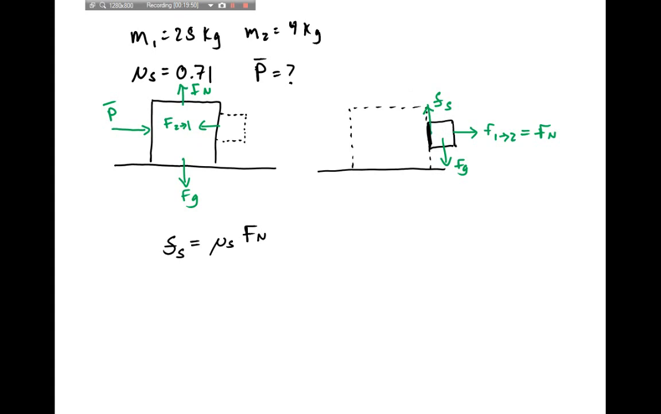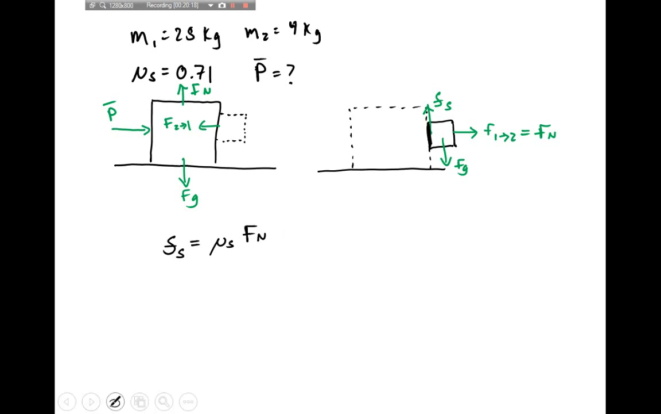Because this is parallel to the surface. Frictional forces always point parallel to the surface, and they oppose any other force that's being applied parallel to the surface. In this case, the force due to gravity is pointing parallel to the surface of contact between these two boxes. So applying Newton's second law, my static frictional force has to be canceling the force due to gravity if the box is not accelerating down.